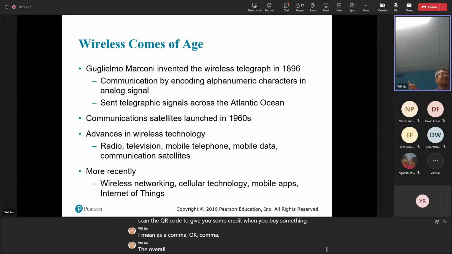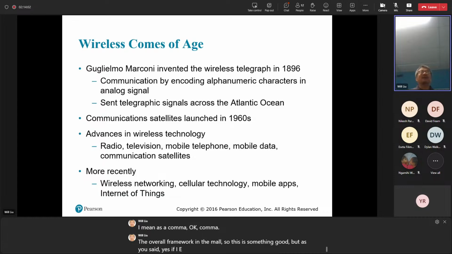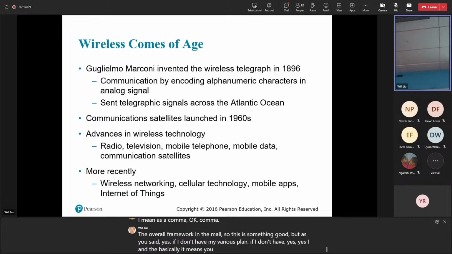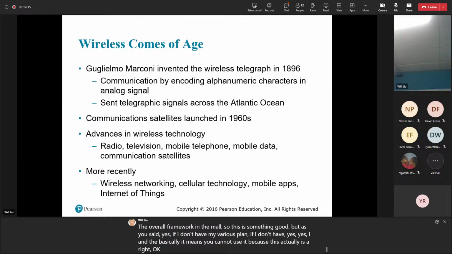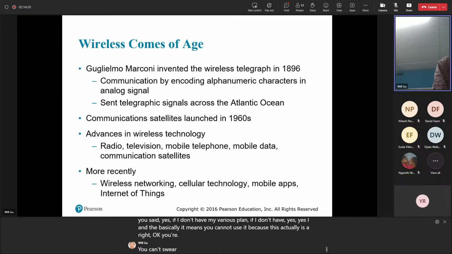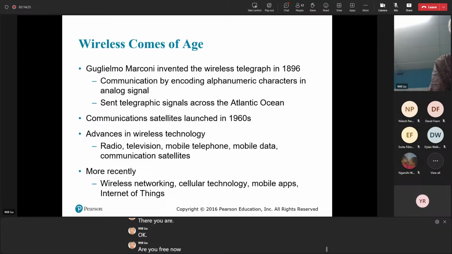They offer you free Wi-Fi in the mall, so this is something good. But as you said, if I don't have my data plan, basically it means you cannot use it. So where do you get one? You ask for them. Oh, you have a printout. Okay, thanks. I think this is good. So a physical one is good.